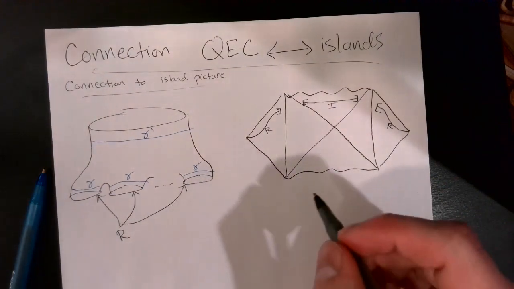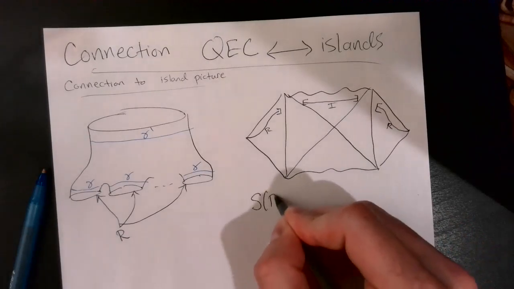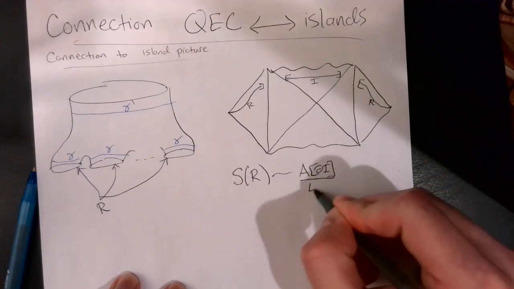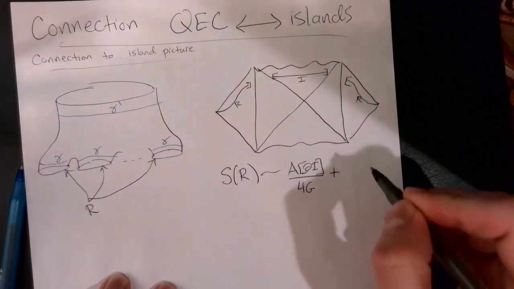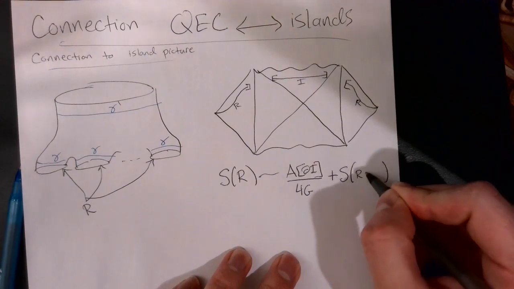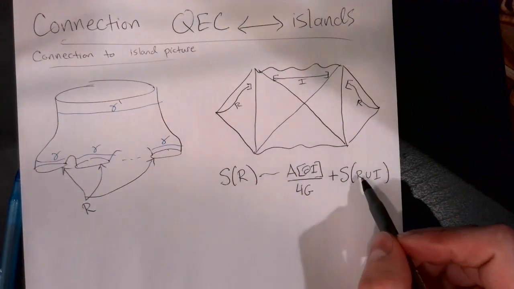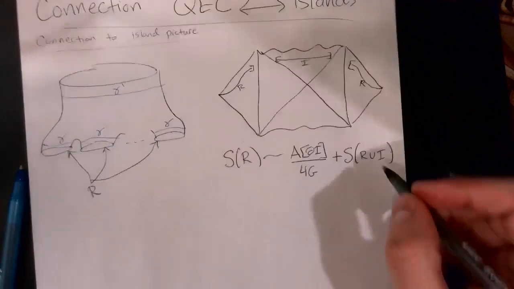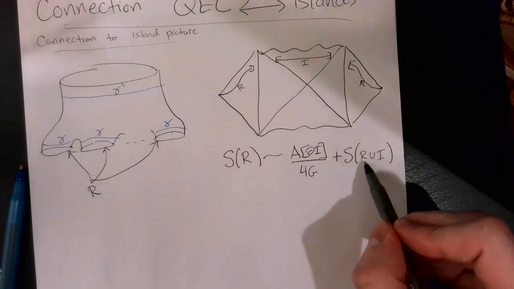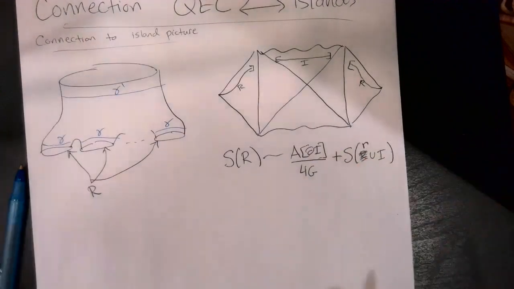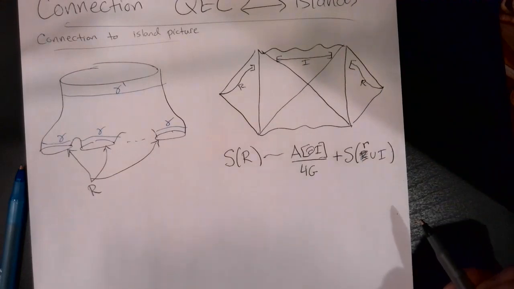This is my claim. And now let's remember the island formula. The island formula said the entropy of R is related to the area of the boundary of I over 4G plus the entropy of the union of R and I. But R was supposed to be some different state. So what I claim is that it's actually less confusing if you don't write this as the same letter. Let's forget about capital R. Let's write a lowercase r. And what this lowercase r is supposed to denote is like a bulk version of R.